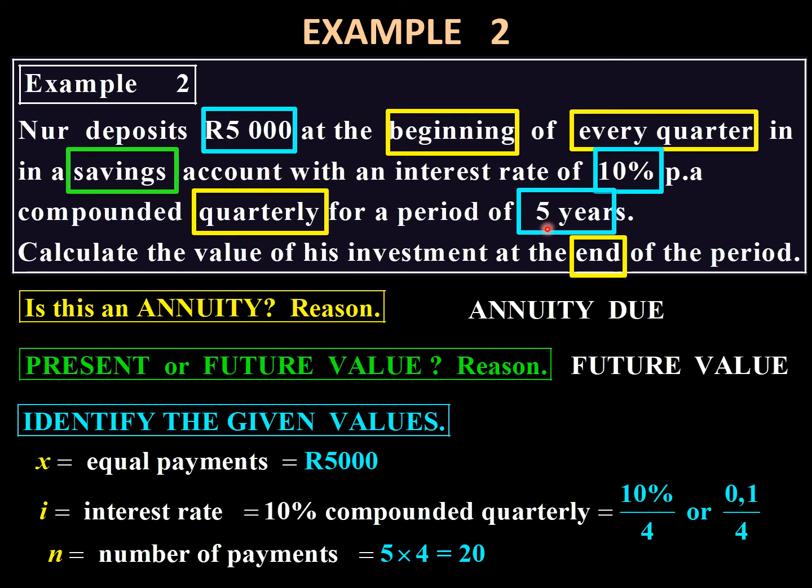What's important is that you read, and this was the key: beginning. So you must read carefully, and it'll be advisable for you to highlight there. Beginning means it's an annuity due. The payments are not made at the end. So you have to be careful. We'll have to adjust our future value formula that's on the information sheet.